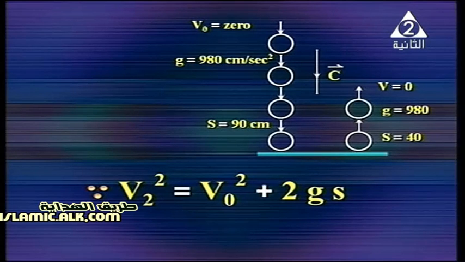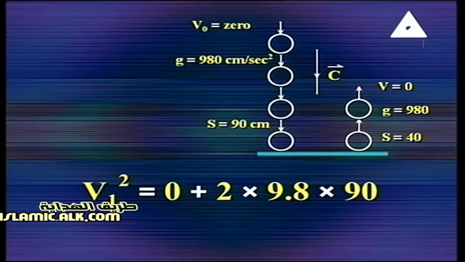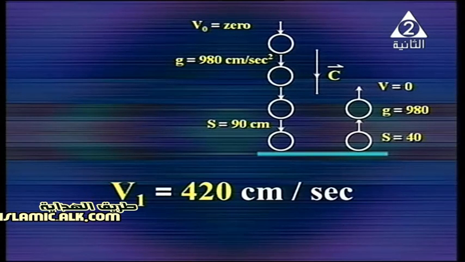What is the value of V naught? 0. By substitution, V naught equals 0, G 980 centimeter per second squared, and the distance is 90. We find the value of the final velocity. By using substitution, V square equals 0 plus 2 times 9.8 times 90. By using the square root, V equals 420 centimeter per second.